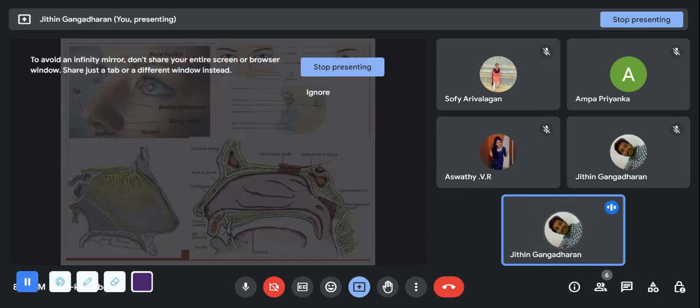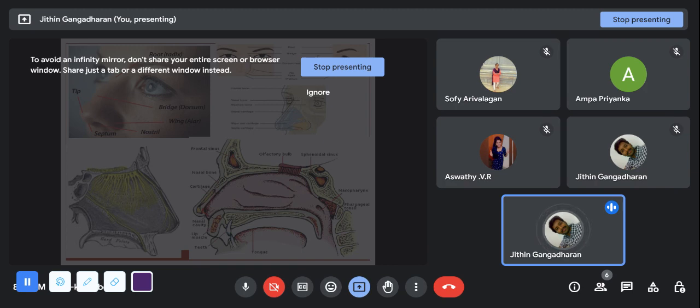Just leave it. No questions will be asked. Just leave all those anatomical structures of the nose. The only thing you have to know is this. This is the picture of what is needed.